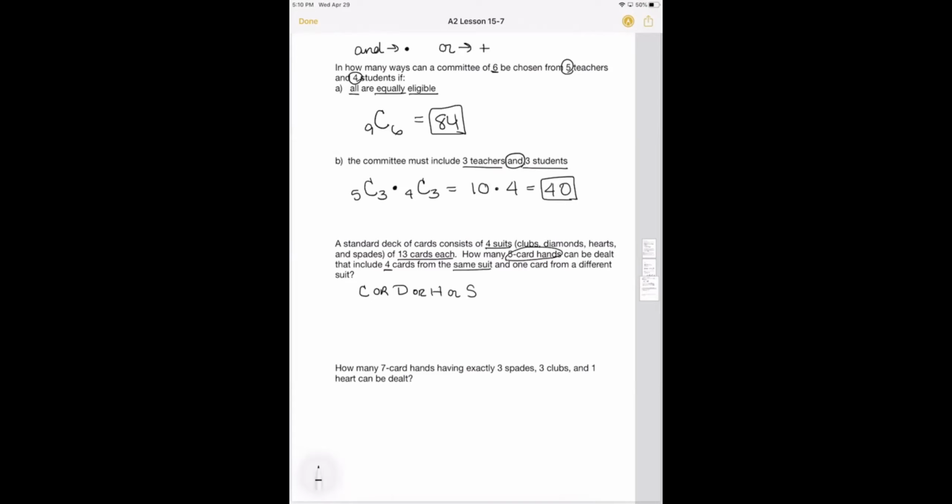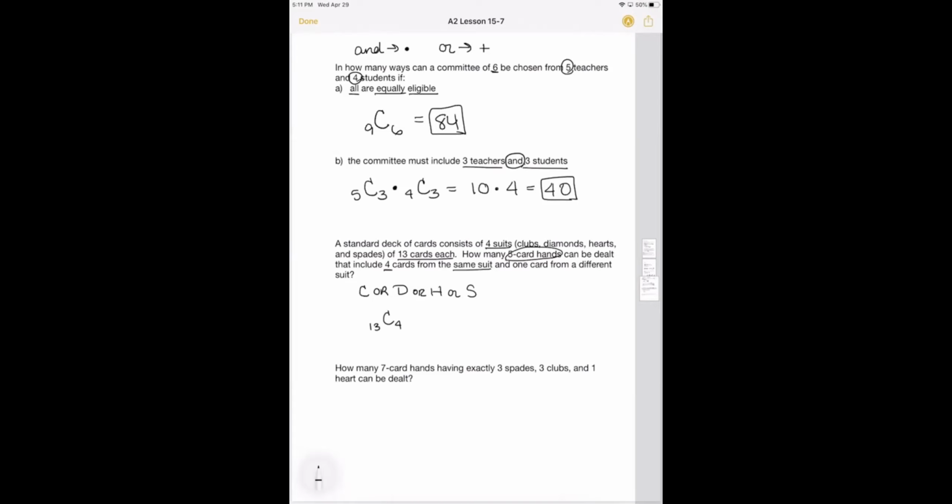So I've got 4 different options here. And remember, "or" means add. So what are we going to do here? Well, the first thing we're going to do is think about how many. Let's take one suit at a time. There are 13 cards in one suit, and we want to have 4 from one suit. So how many ways can I get a group of 4 cards out of 13? Okay, so this 13C4 is how many groups of cards I can get from one suit.